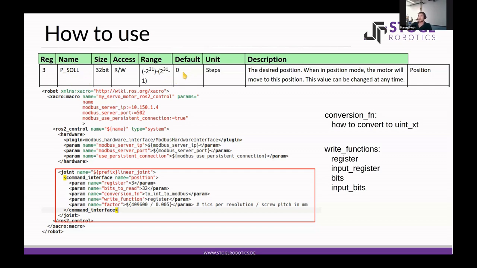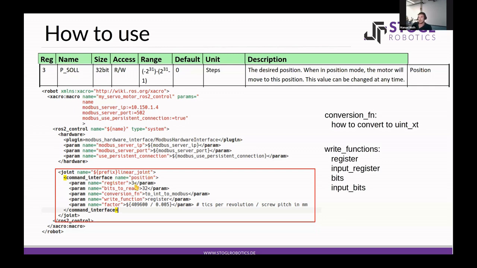The values are given in motor encoder steps. For example, it's a read-write register and 32 bits. And how we could add this now to our hardware interfaces: we add a joint which encodes what the servo is used for. For example, maybe it's a linear joint to move something up and down.